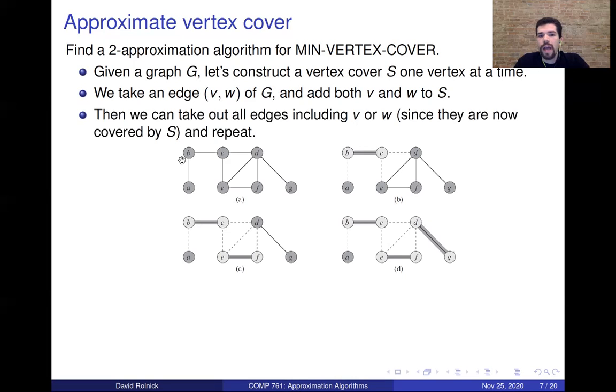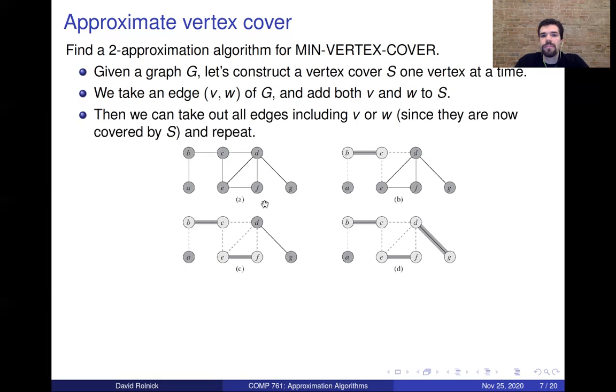So here we have our original graph. Here we've picked an edge. We say, OK, we take both of these vertices and we throw them into our set S. And we delete all of the edges that touch either of those vertices because we know they're covered.